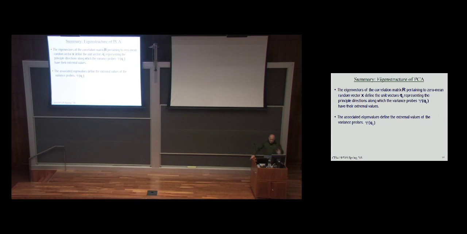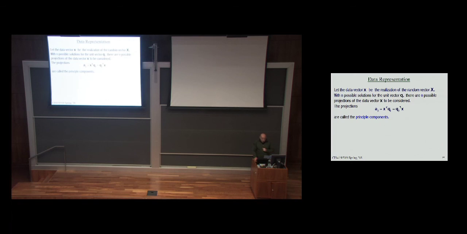Summary: the eigenvectors of the correlation matrix, pertaining to a zero mean X, define the unit vectors Q that represent the principal directions of the data. So this gives me step 1 of PCA: figure out what are the dimensions to project.